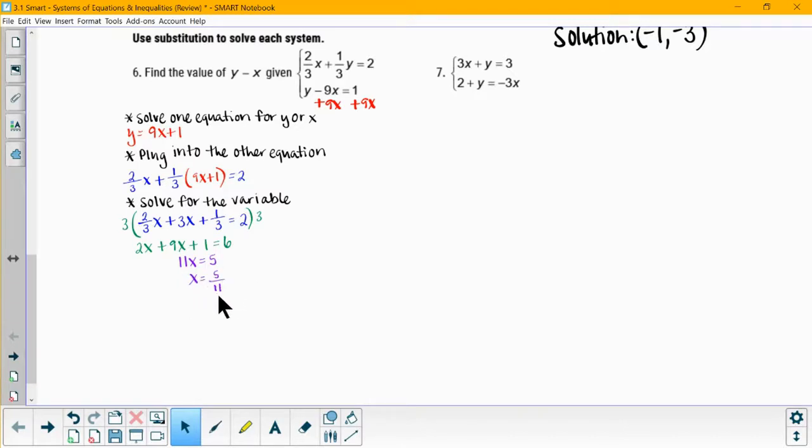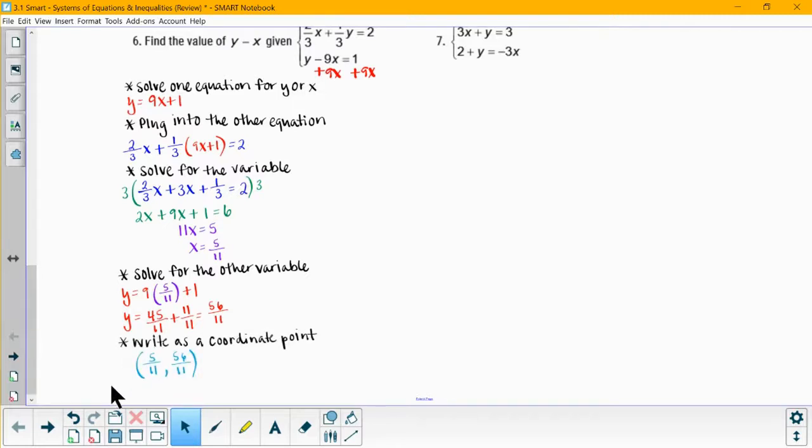Once you've found one value, all you have to do is plug that back in to solve for the other variable. So I use the equation that I created by adding 9x to both sides. Y equals 9 times 5 over 11 plus 1. So I first multiplied 9 times 5 to get 45 over 11. And I rewrote 1 as 11 over 11 because that's the same thing. 11 over 11 reduces to be 1. When I add these two things together, I get 56/11. Now, always we are going to write our answer as a coordinate point. 5 over 11, 56 over 11.